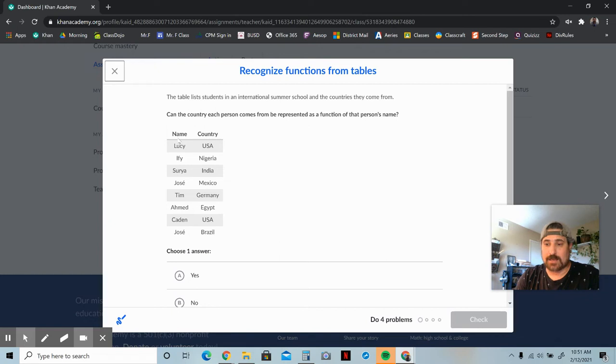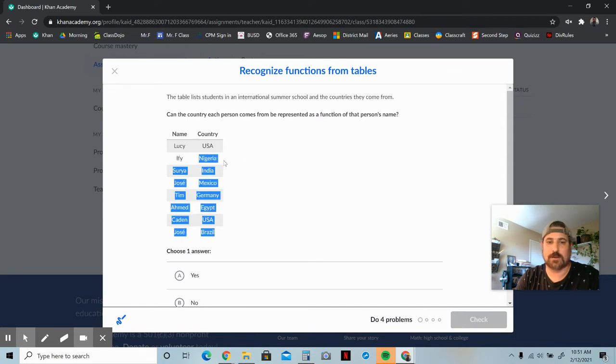If that's the case, if it can be represented as a function, then for every input, there's only one output, right? So that means every time that Lucy goes in, USA comes out. Every time that Iffy goes in, Nigeria comes out. There's no situation where you have the same name with a different country. So let's take a look and see if that happens here.